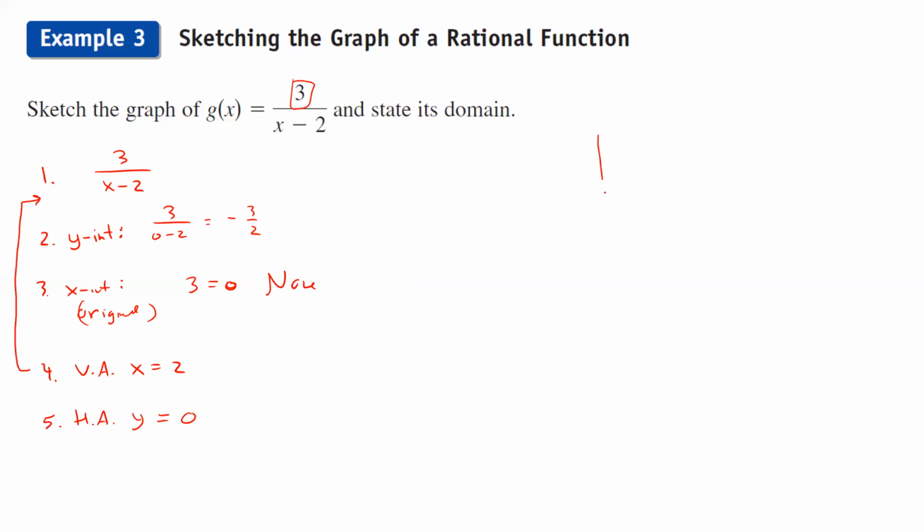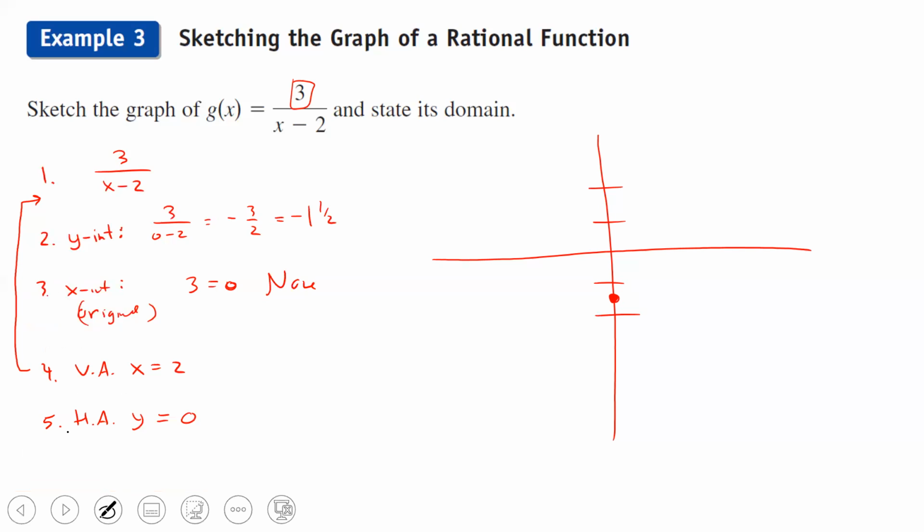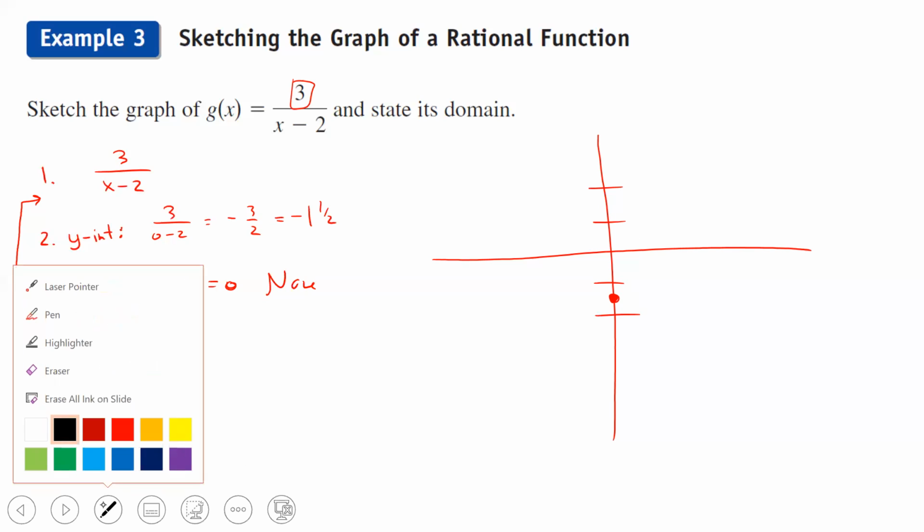So let's go over here. Expert sketchers, here we go. Here's my x-axis. We have a y-intercept at -1.5. So my only dot is about right there. I have a y-intercept, no x-intercepts whatsoever. I have a vertical asymptote. Let me change the color.